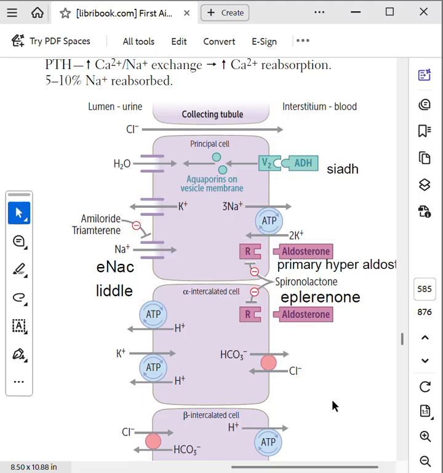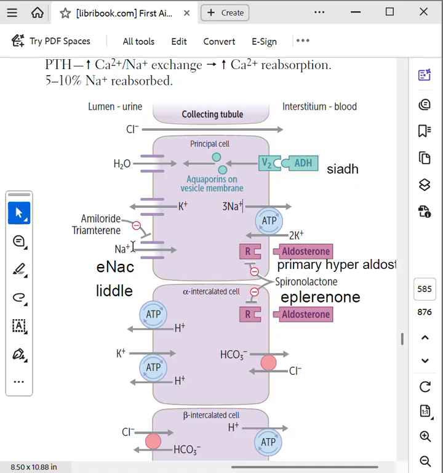So if aldosterone is not working properly, or if you have some insufficiency of aldosterone, sodium will be lost and potassium will be retained. And if you have primary hyperaldosteronism, too much aldosterone in your body, too much sodium will be reabsorbed and too much potassium will be secreted, right? The opposite thing will happen.